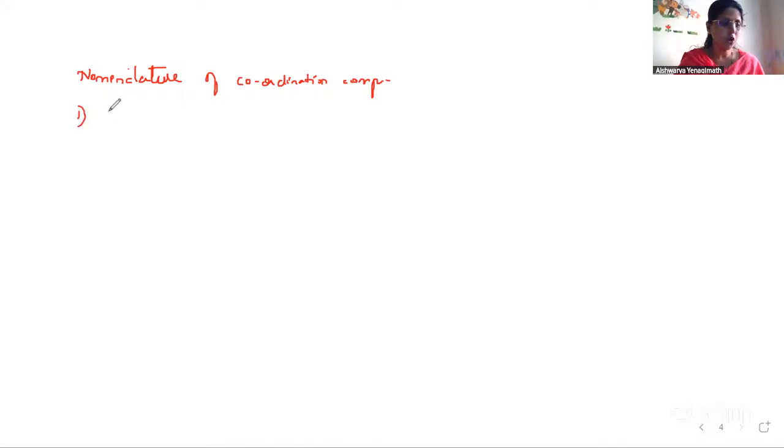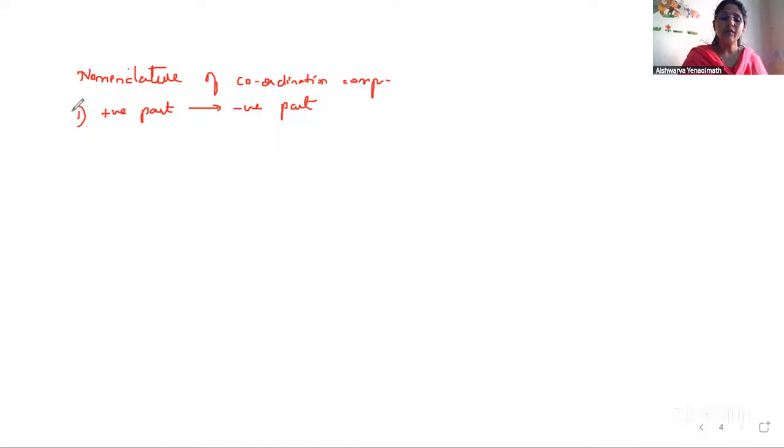First, the positive part of the coordination compound is named first. It is named first, followed by the negative part. Correct? So the positive part may be the complex ion, or the negative part may be the complex ion. It is immaterial. Okay, fine.